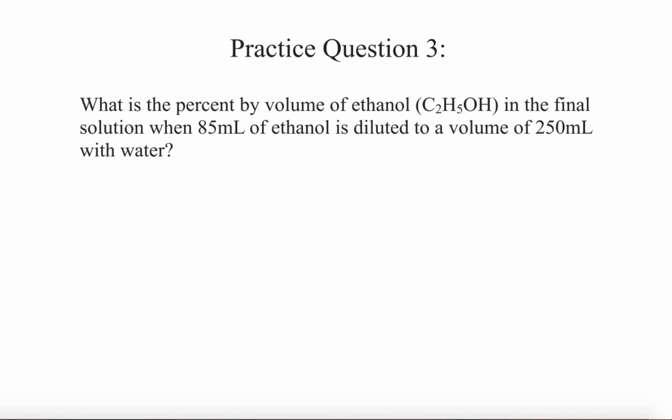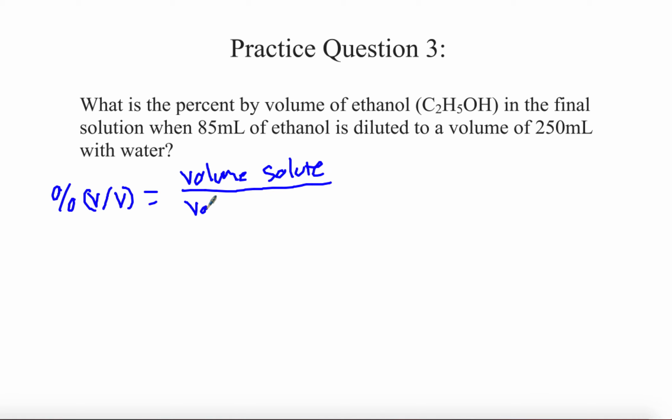So now let's take a look at an example here. We want to know the percent by volume of ethanol in the final solution when 85 milliliters of ethanol is diluted to a volume of 250 milliliters with water. So we want to know what percentage ethanol is going to make of the solution with water. Okay, so since we know the percent by volume, which we could represent as percent V over V, this is going to equal the volume of the solute divided by the volume of the solution times 100 because we want to make that a percentage.